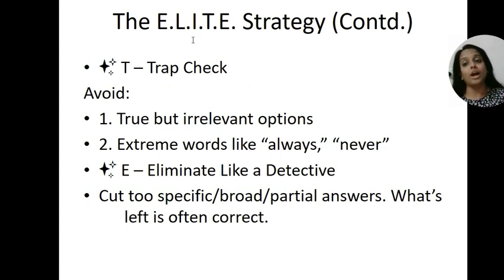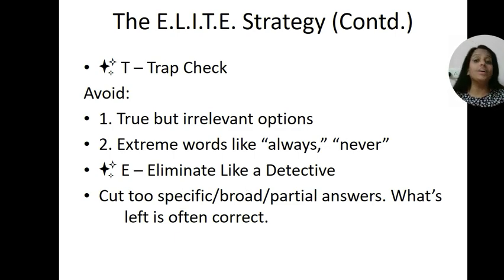Always you have to check for the trap. It's a trap check. Always check for two classic traps. The first one is true but irrelevant options, which could sound correct but do not answer the question. And the second one is extreme words like always, never, the only, which rarely reflect the writer's real tone. Got it? And then the final one, E, eliminate like a detective.